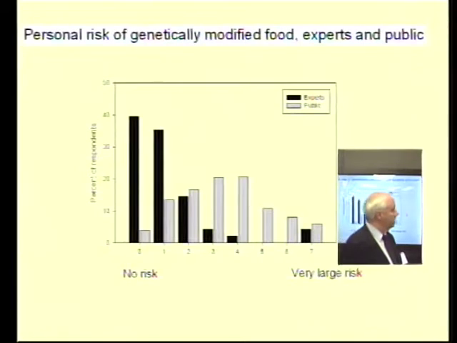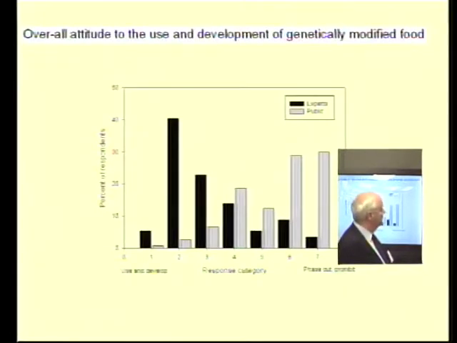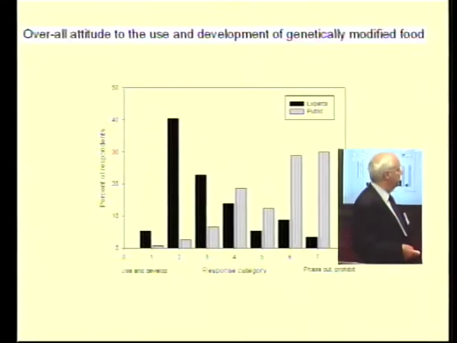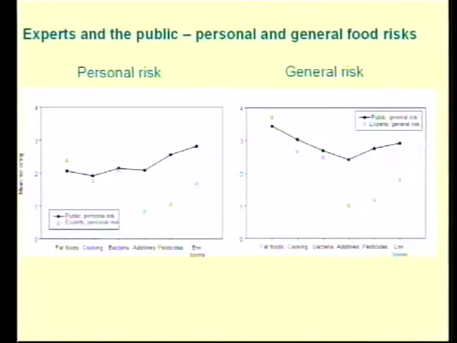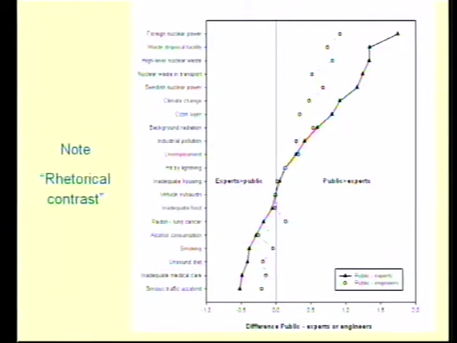Anyway, you have very dramatic differences between experts and the public. Here you see risk of genetically modified food, experts and the public, a tremendous difference. Overall attitude to the use and development of genetically modified food, a tremendous difference between experts and the public. Here is not genetically modified food, but traditional or normal food risks, and you see that the big difference between experts and the public is with additives, pesticides, environmental toxins. Those are things that experts presumably feel they have some responsibility for, but too much fat in foods, cooking, bacteria in foods is not something they feel they have responsibility for, and you have no difference between experts and the public.